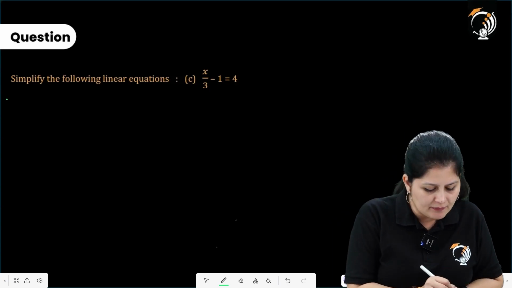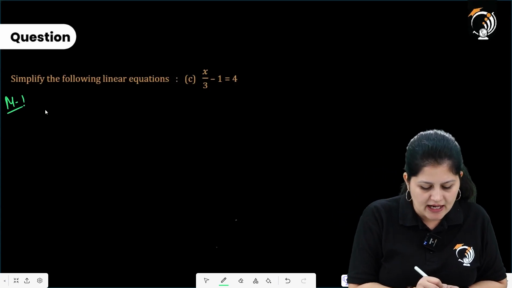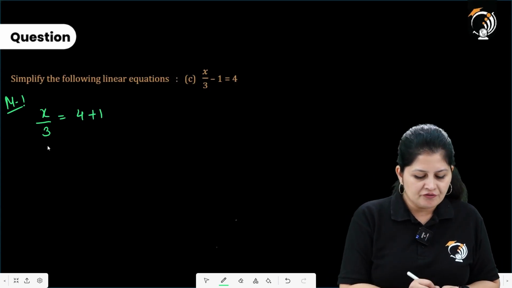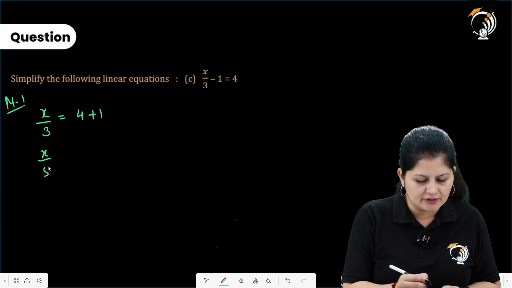If I talk about method 1 of solving this, when we add 1 on both the sides, it is going to be 4 plus 1 on the right hand side. Further, we'll get x over 3.